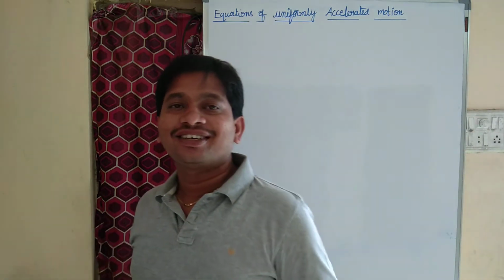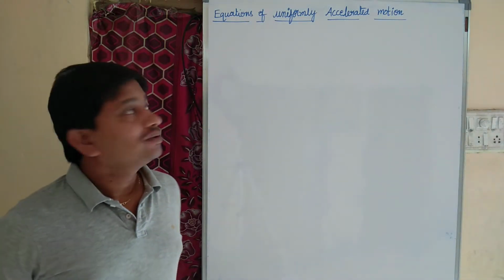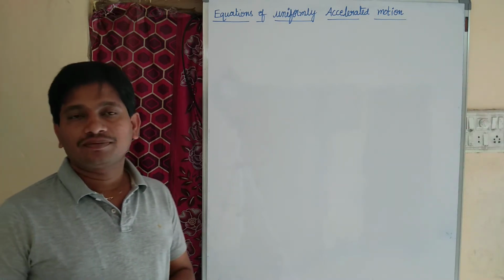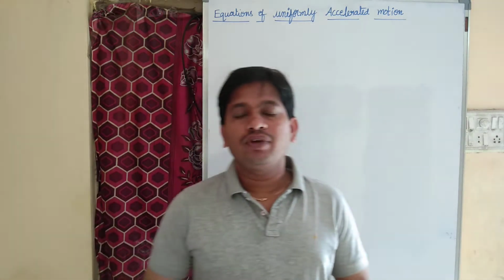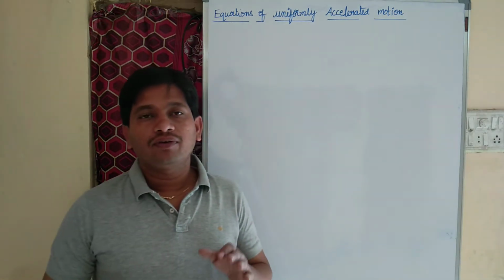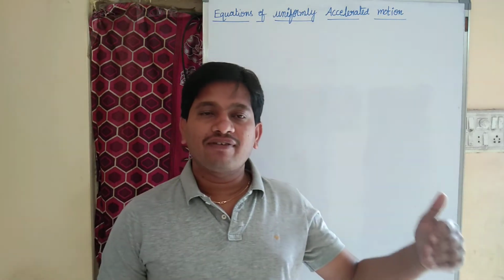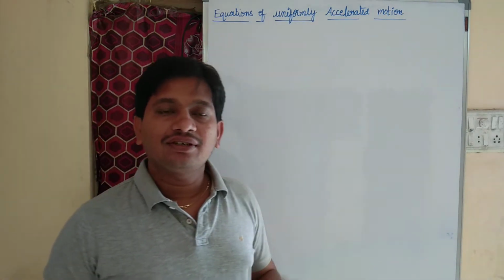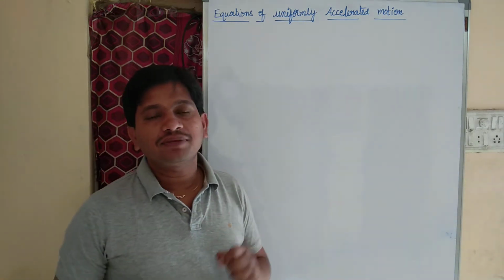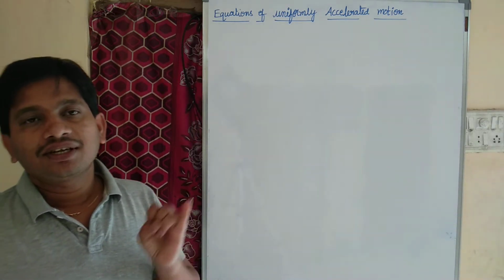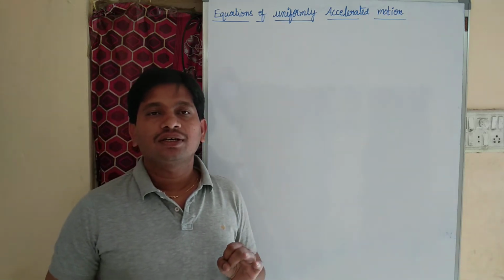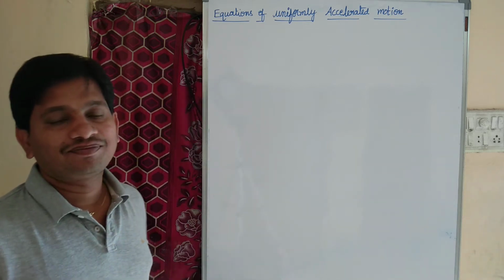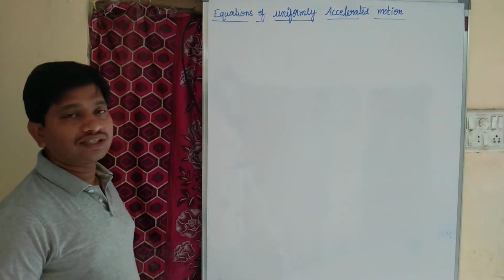Hello children, let us study in this video equations of uniformly accelerated motion. Actually, we have three equations for which the bodies travel in uniform motion. These three equations give us the relationship between initial velocity, final velocity, distance travelled, acceleration, etc. Right? So what are the three equations of motion?